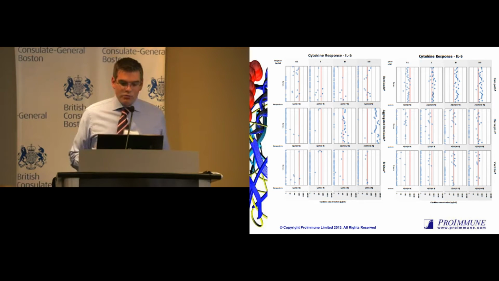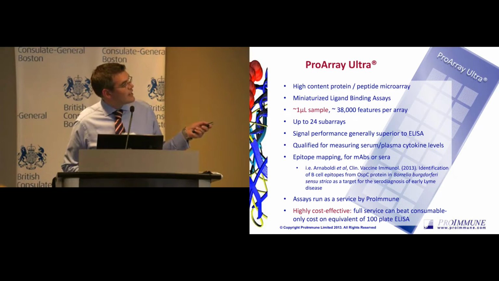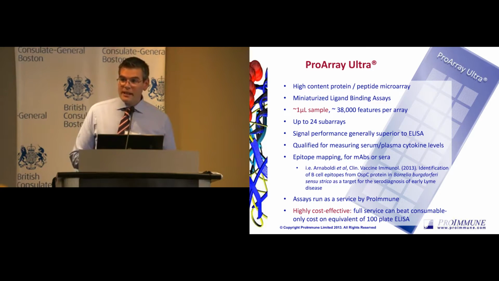We use a system called Prairie Ultra, so I'm just going to make this my last slide. Unfortunately, I haven't got time to talk about other things, but I'll be very happy to discuss it later. Prairie Ultra is a high-content protein peptide microarray. We use it for B-cell epitope mapping. We can use it for anti-drug antibody mapping. Essentially, it's a very high-content array where we can print more than 30,000 analytes on a single chip.